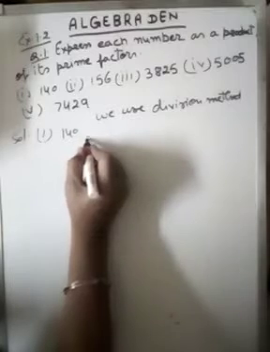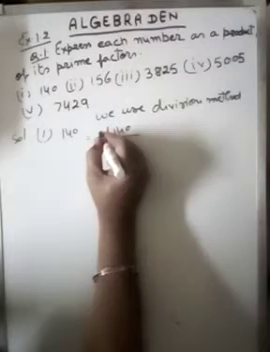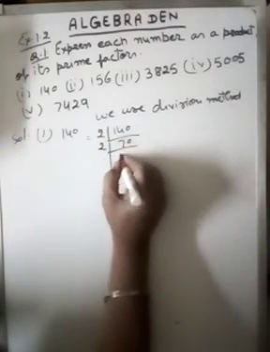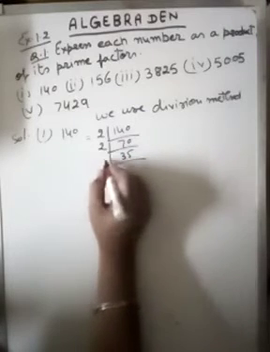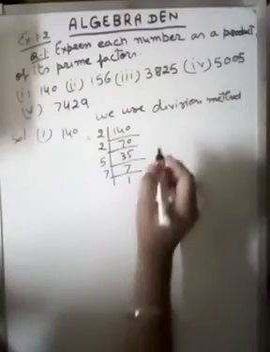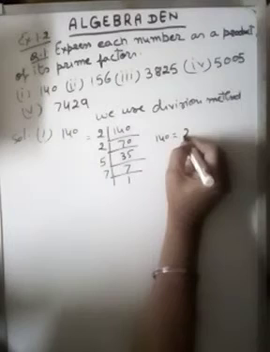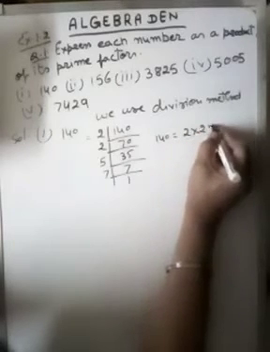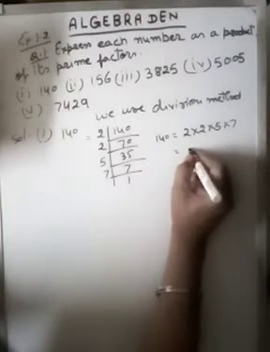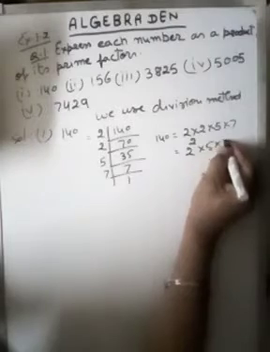140, using the division method. 140 divided by 2 becomes 70. Then again by 2 it becomes 35. Then dividing by 5 it is 7. And lastly 7 it is 1. So we can say 140 is equal to 2 into 2 into 5 into 7. So its prime factors are 2 raised to the power 2 into 5 into 7.